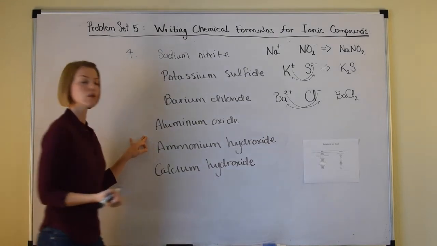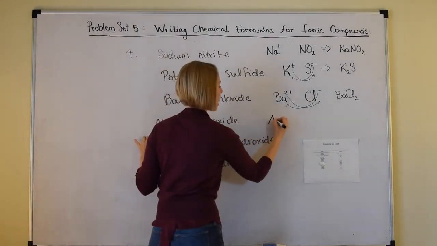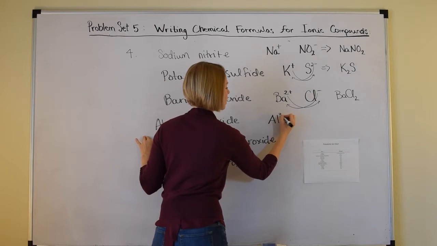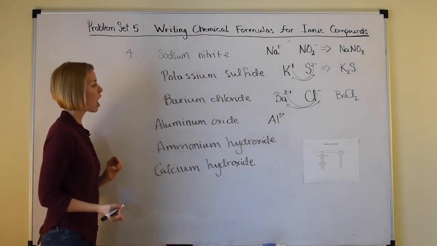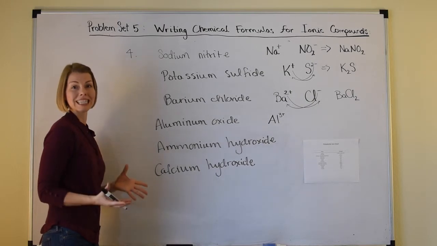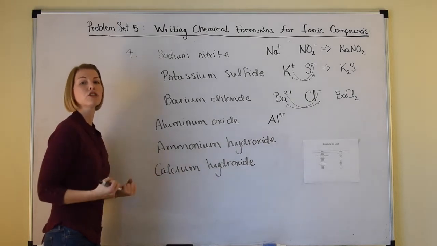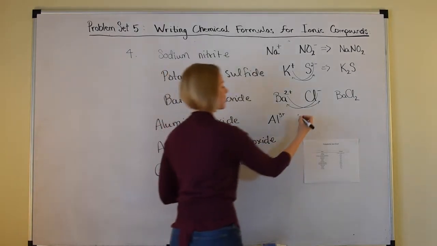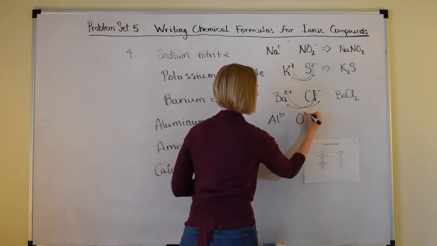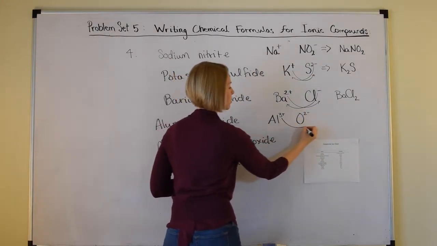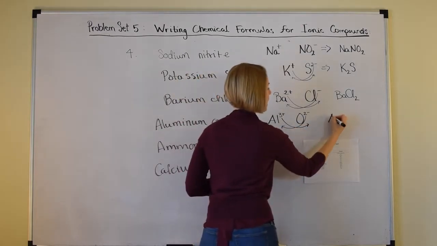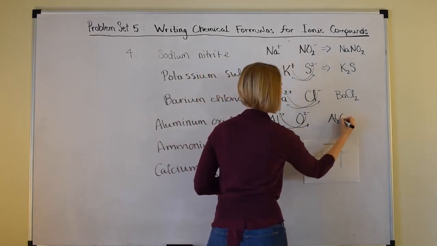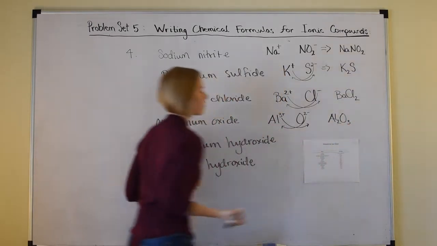Aluminum oxide. Aluminum is a group 3A metal, so you can expect it to lose 3 electrons and obtain a 3+ charge. Oxygen is in group 6A, so it's going to need to gain 2 more electrons to become an oxide. So O with a 2- charge. So the switcheroo works really well here. The formula is going to be Al, 2 of them, O, 3 of them for aluminum oxide.